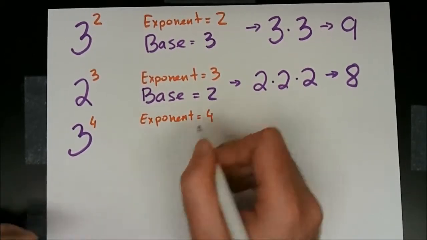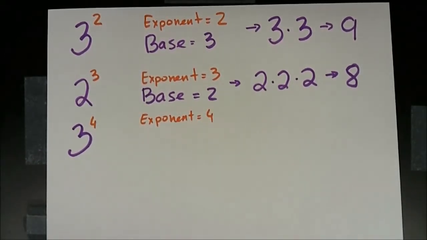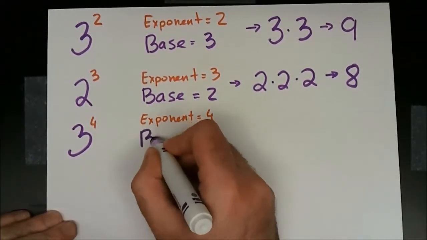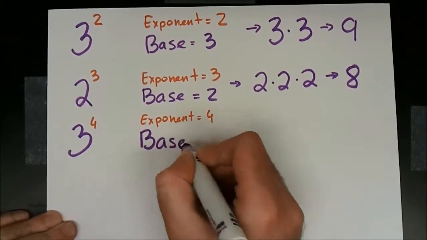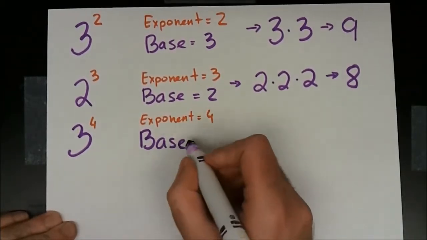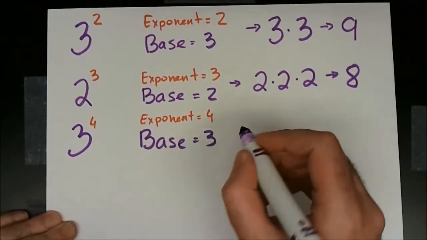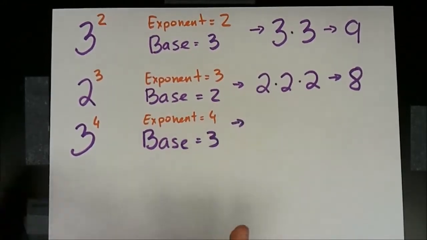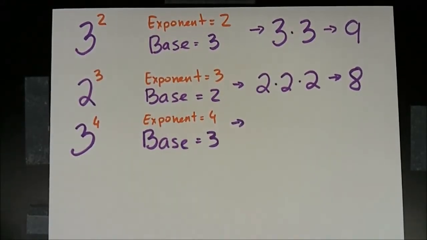If you said 4, you would be absolutely correct. What's the base? If you said 3, you're equally correct. What is the exponent telling me to do here? What does the exponential form mean in this particular case?